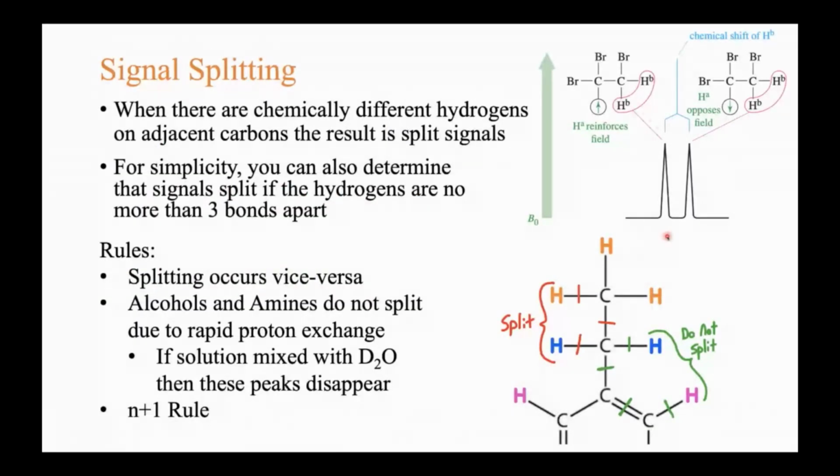So signal splitting is where we really get to start piecing together our molecule. When there are chemically different hydrogens on adjacent carbons, the result is split signals. For simplicity, I know y'all probably practice a lot and you don't need to do this anymore, but you can determine that hydrogens will split each other if they are no more than 3 bonds apart. If you look at this example molecule, I've said that the orange group and the blue group will split each other because they are 1, 2, and 3 bonds away from each other. However, the blue and the pink are 4 bonds away from each other, hence the green, so they will not split.